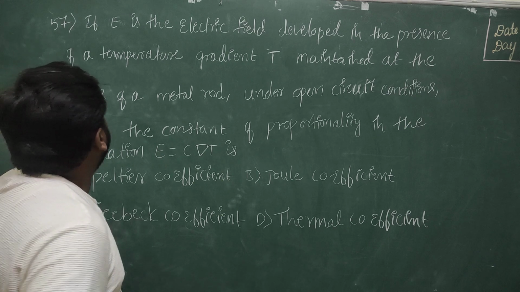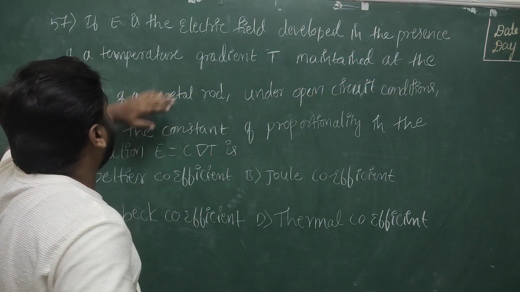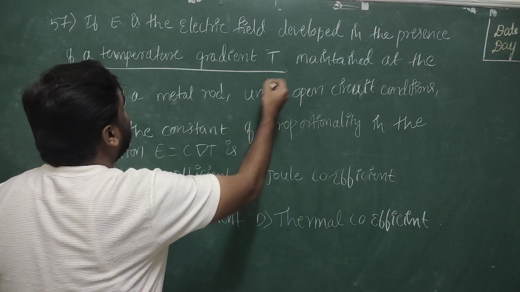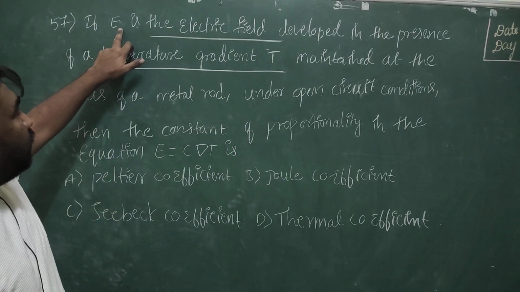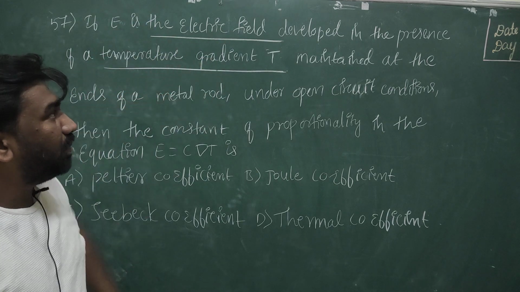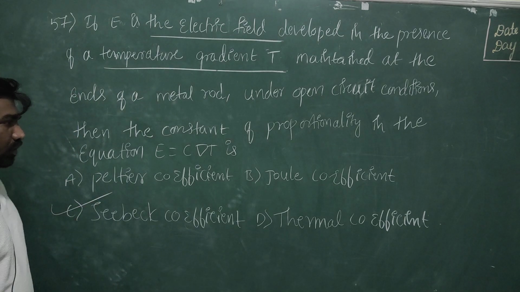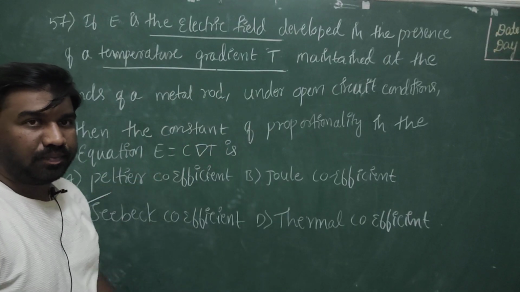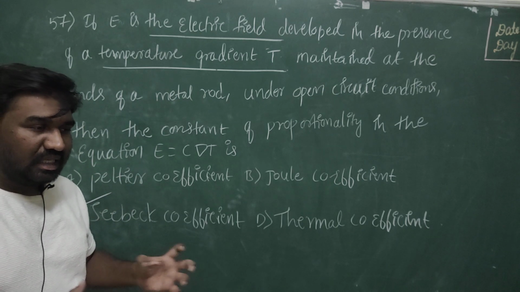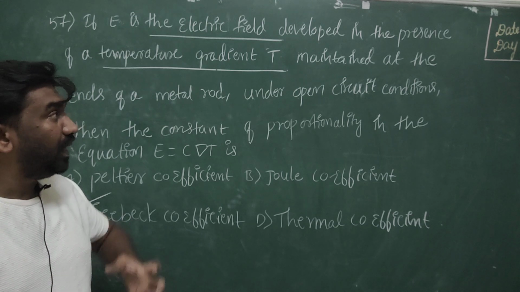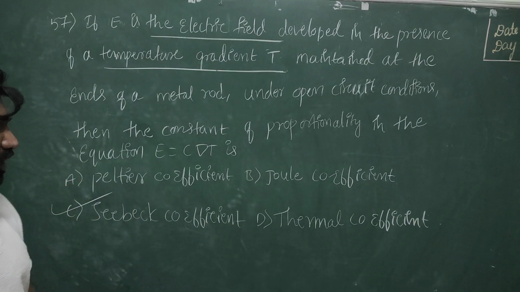So this is question number 57. If E is the electric field developed in the presence of a temperature gradient, these 2 points are very important here. Electric field developed due to change in temperature is nothing but the Seebeck effect. Don't look at any options. If an electric potential or electric field is created in the metal due to change in temperature, then that effect is always the Seebeck effect.